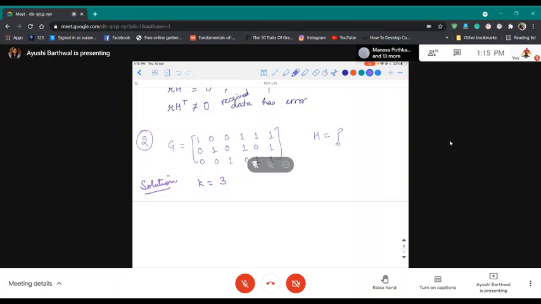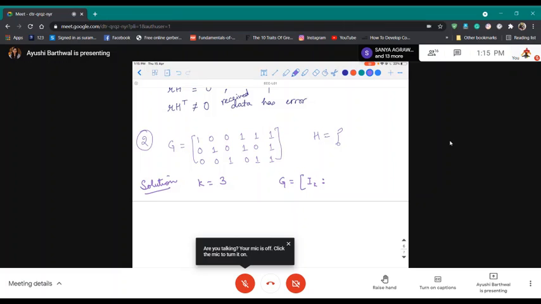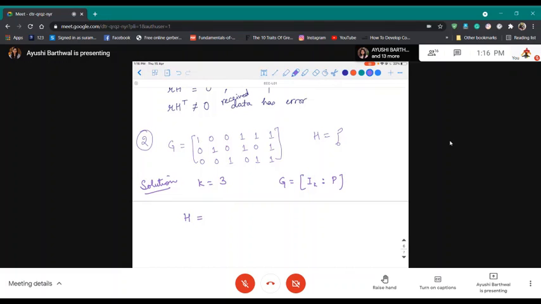The value of k is 3, and this generator matrix is denoted in the form [Ik | P], right? So therefore, if we have to denote the parity check matrix, since P is written after the identity matrix in the generator matrix, we have to write P transpose first, and then we will be writing the identity matrix of n minus k.